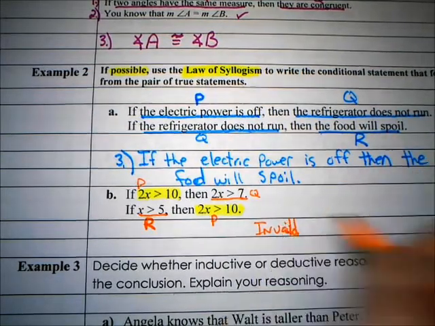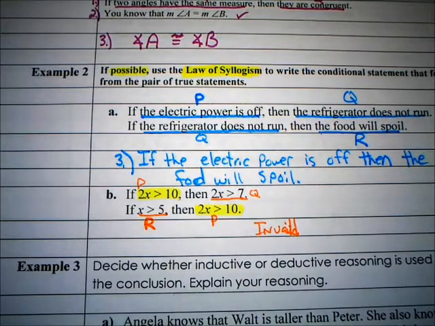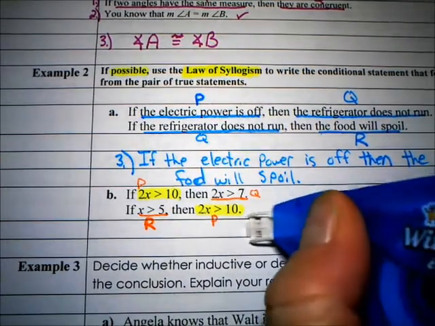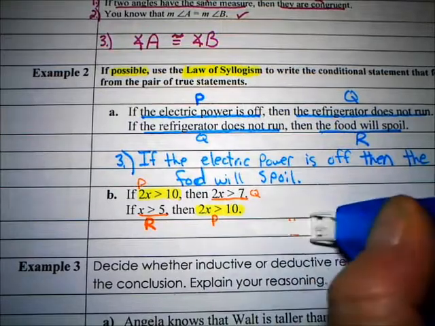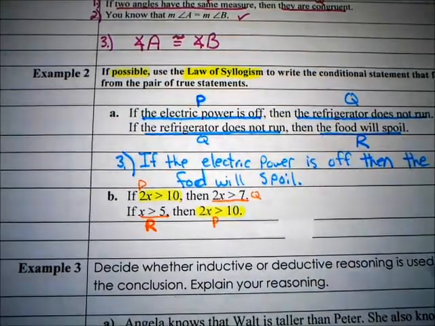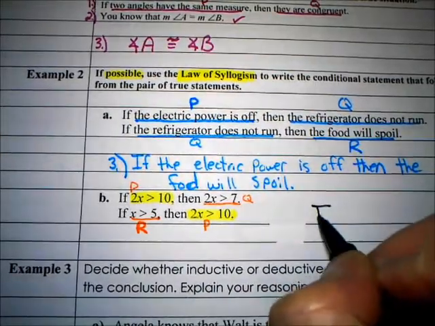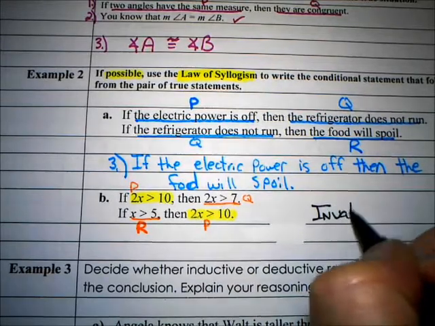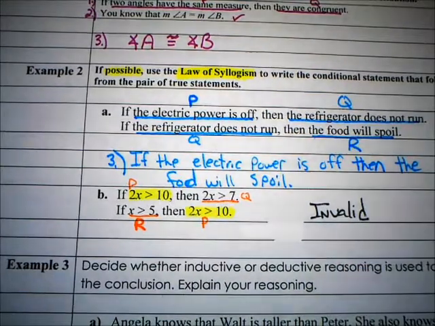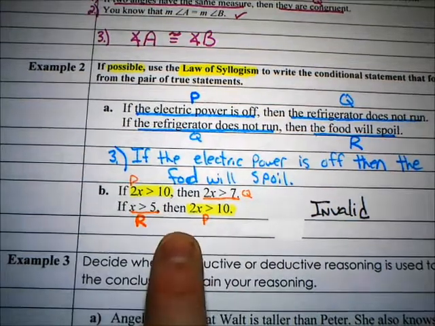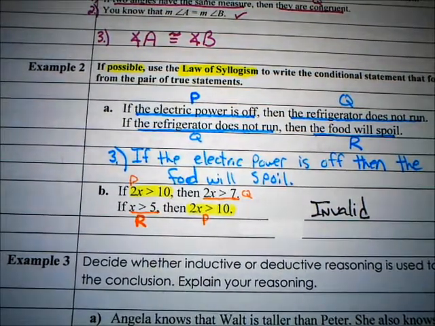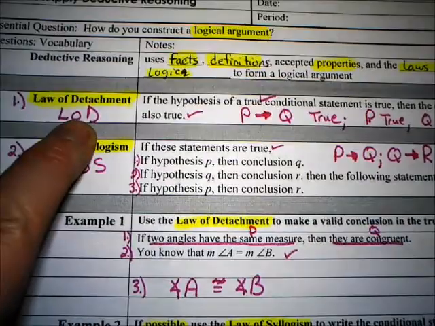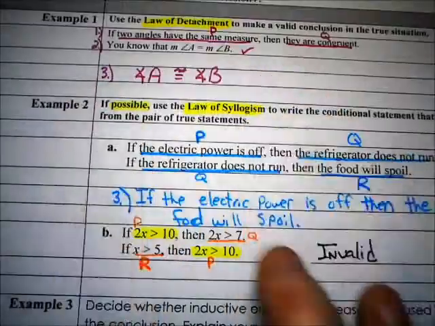Let me get my white out. Okay, let me write that beside it. This is an invalid statement. I cannot make a third sentence because it's not following the pattern of the law of syllogism, and it is not following the pattern of law of detachment. It's not following either pattern, so this is an invalid statement.